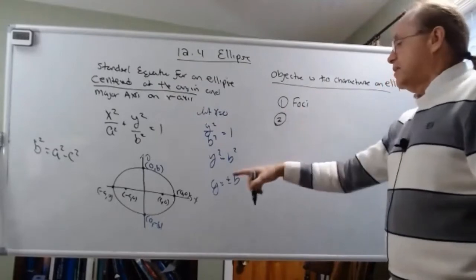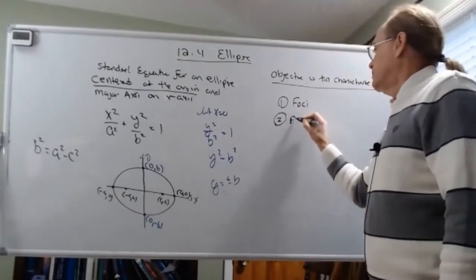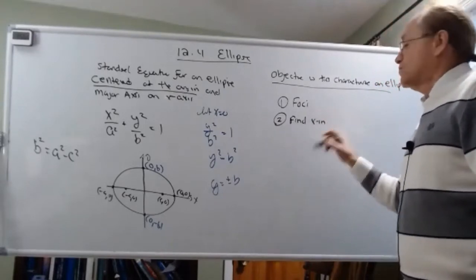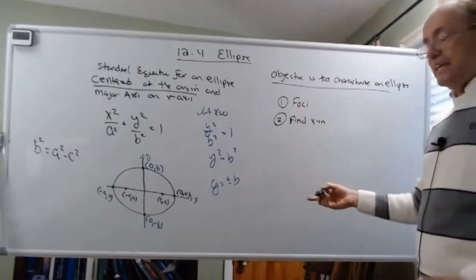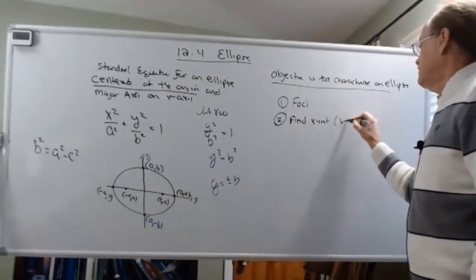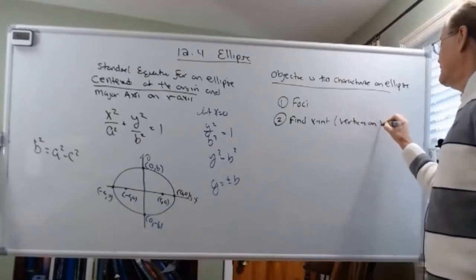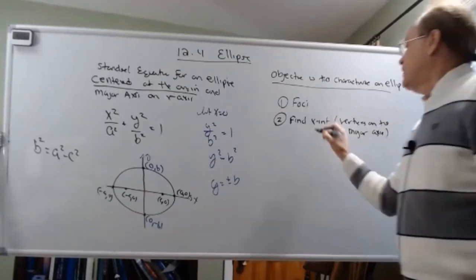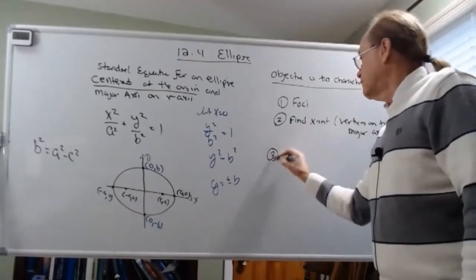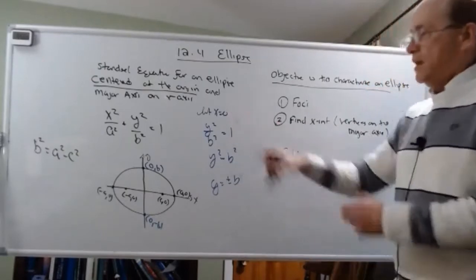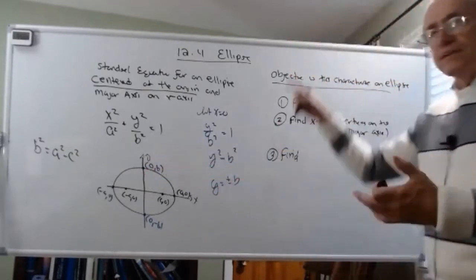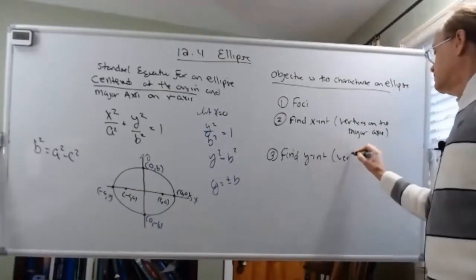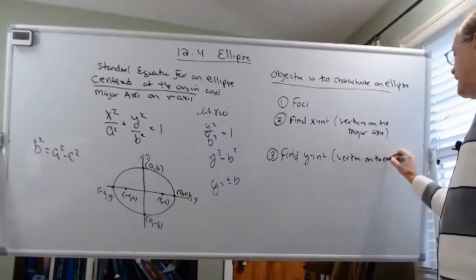The other thing you want to find: both the intersection points on the major axis. Find the x-intercepts, which are the vertices along the x-axis, or the vertices on the major axis, and find the y-intercepts too, which are the vertices on the y-axis. That's kind of similar to a vertex. It kind of does the same sort of thing. Find the y-intercepts, which is similar to finding vertices on the minor axis.